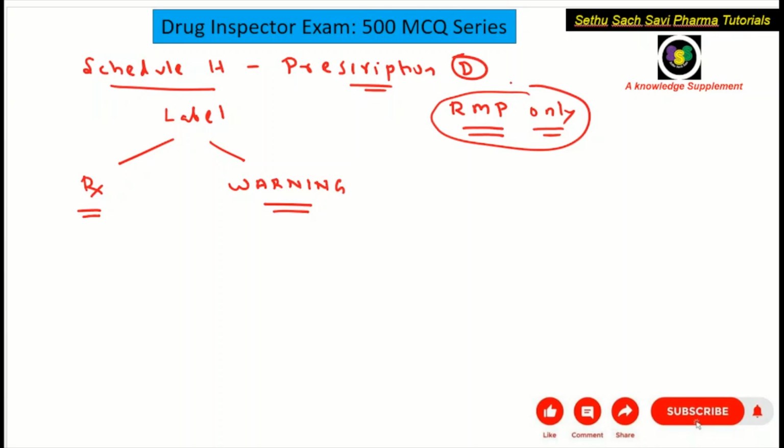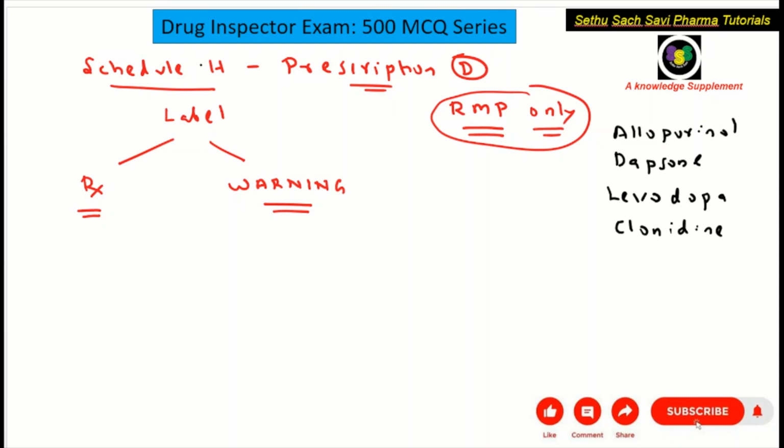And some of the important examples which have come in the previous exams, you need to remember: allopurinol, dapsone, levodopa, clonidine. So they belong to the Schedule H category.